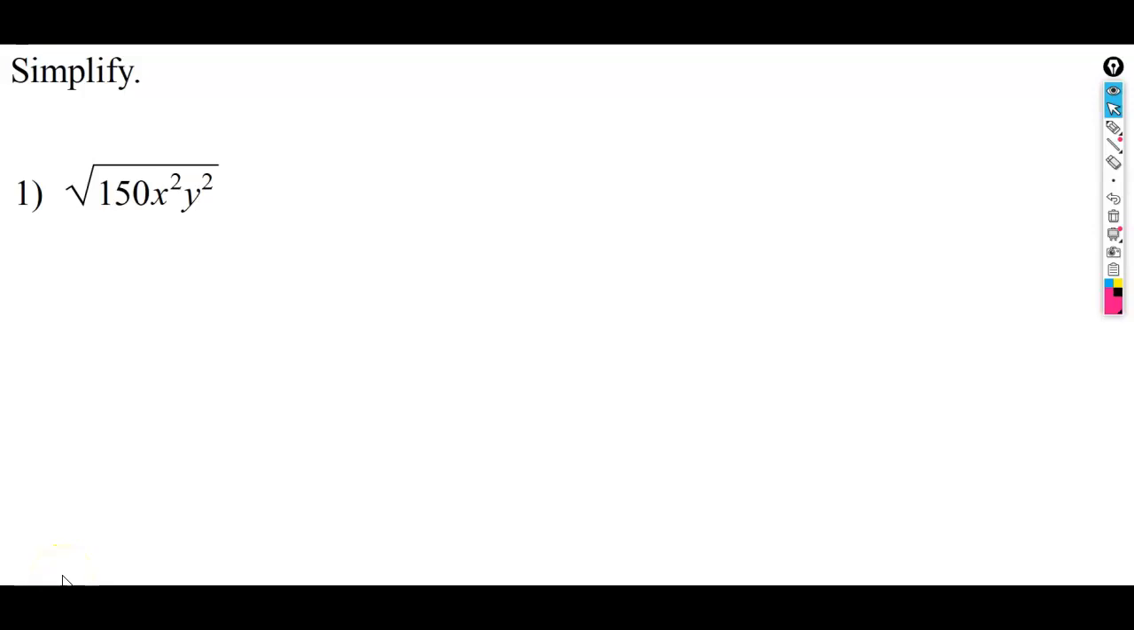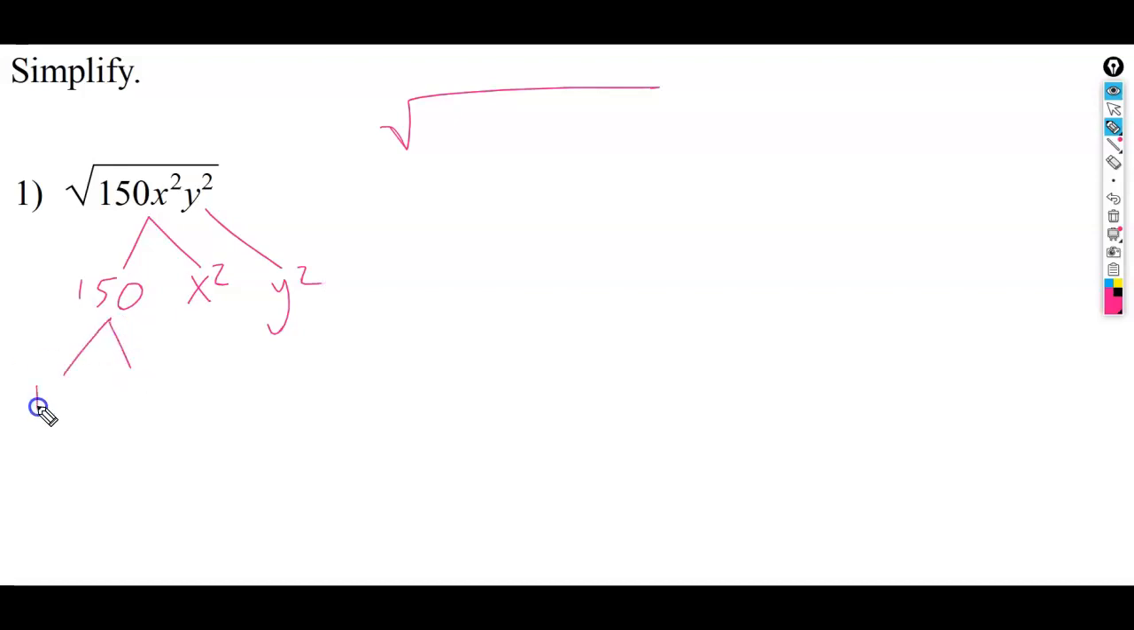So for number 1 here, basically we're just going to be taking a simple square root. The way that we learned to do that in class was to break down the square root into smaller numbers by division. So let's go ahead and do that. We're going to say we have 150 x squared and of course y squared. So I like to separate the variables and numbers first.